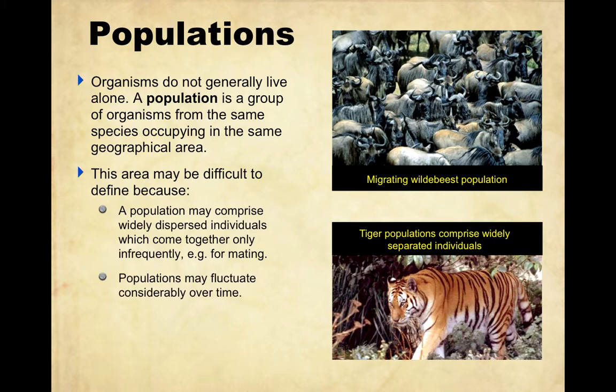And populations can fluctuate a ton over time. So again, when wildebeest are migrating, their populations are really dense because they come together to migrate. And tiger populations, tigers are solitary creatures, and they only come together when they're mating. So the population is hard to count, and for things that come together rarely, we tend to have a much larger area that we're talking about.